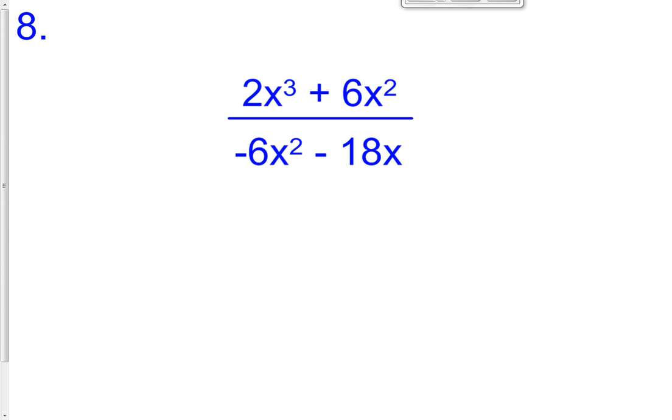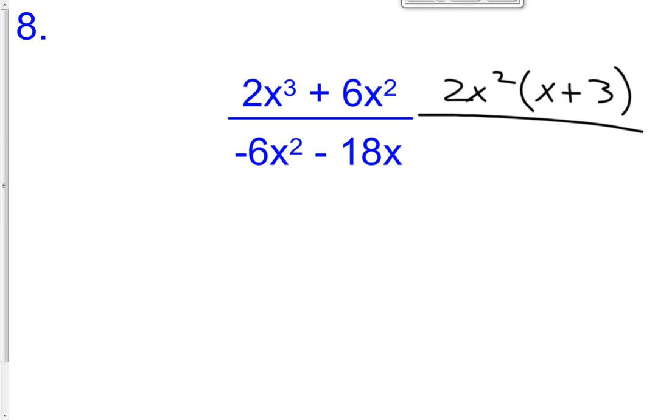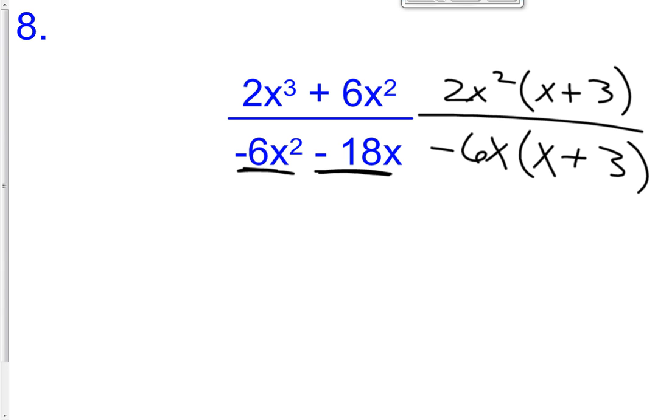Number 8, we can take out the GCF of 2x squared. And then I'm left with an x and a positive 3. In the denominator, I can take out a negative 6x. I take out a negative 6 from this first term, and I'm left with x. I take out a negative 6x from this term, and I'm left with a positive 3. So there's our factors. We can reduce factors that are the same. X plus 3, those cancel out. They've reduced. X squared divided by x reduces, and it leaves x to the first.